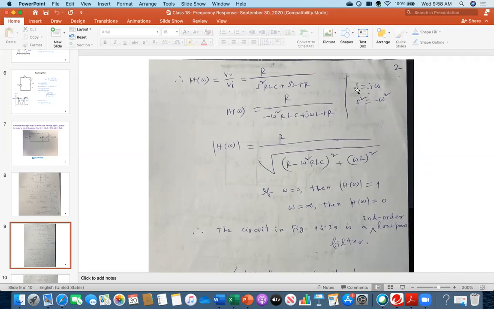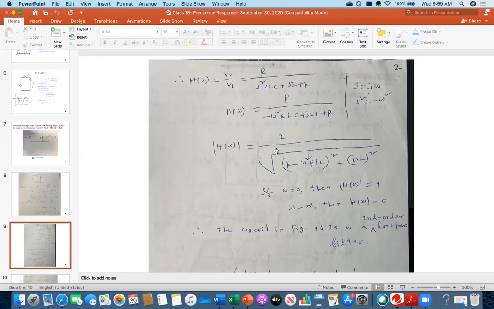I am substituting s equal to jω. This means here s squared is minus ω squared, because j squared is minus 1. So look, H(ω) is R over, in the denominator, s squared getting minus ω squared, so minus ω squared RLC, plus jωL, and then this R as it is. Now this is my expression of H.